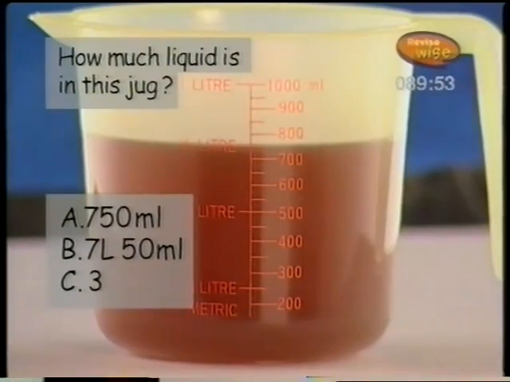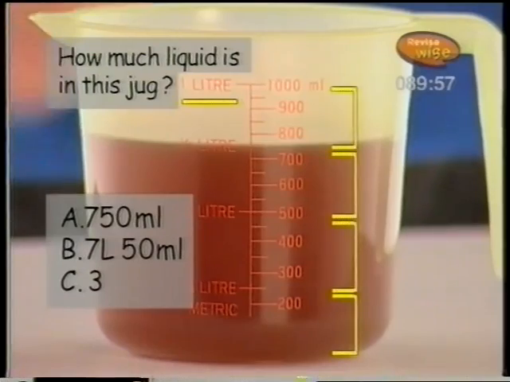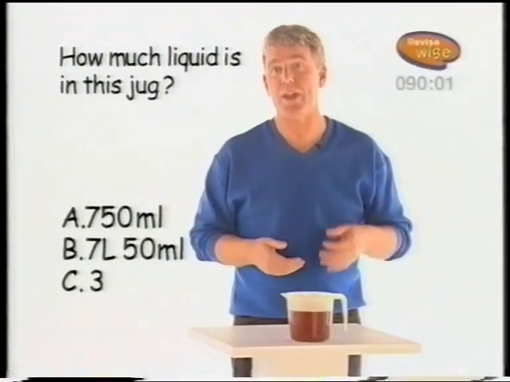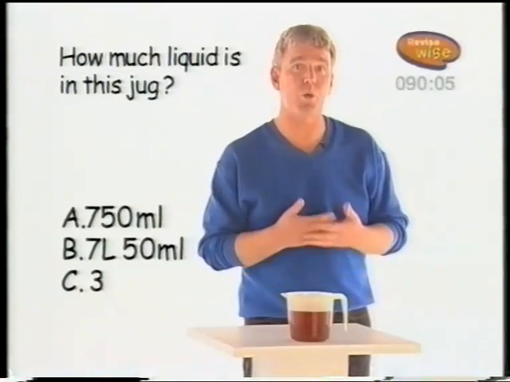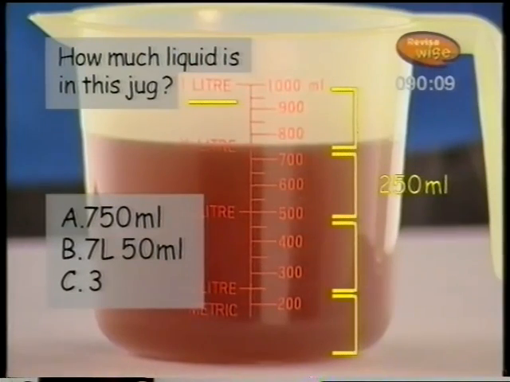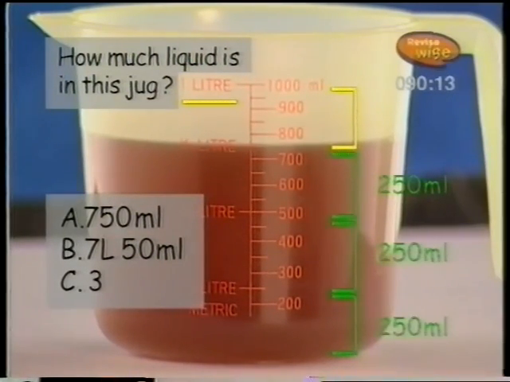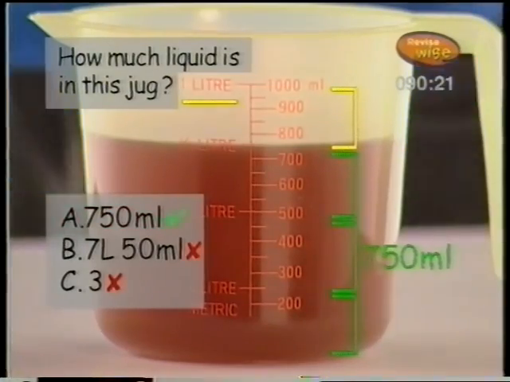If we look at the scale, we see it holds 1 litre, and it's been divided up into 4 parts, so these must be quarters of a litre. We know that there are 1,000 millilitres in a litre, so each division must be a quarter of this, or 250 millilitres. The liquid covers 3 of the quarter divisions, and 3 lots of 250 are 750. So the answer is 750 millilitres, or answer A.